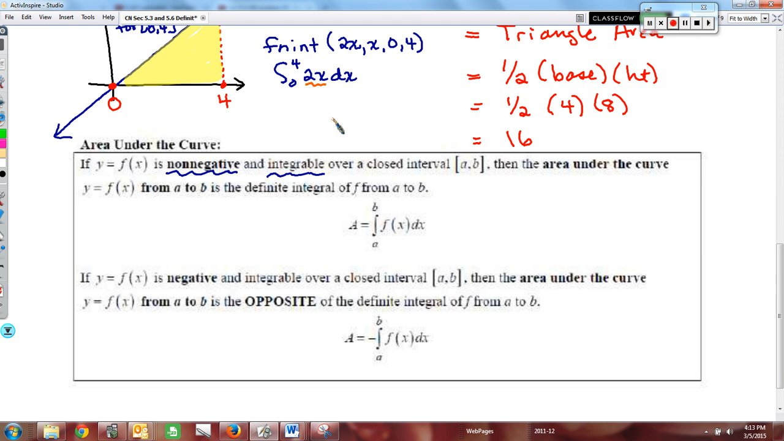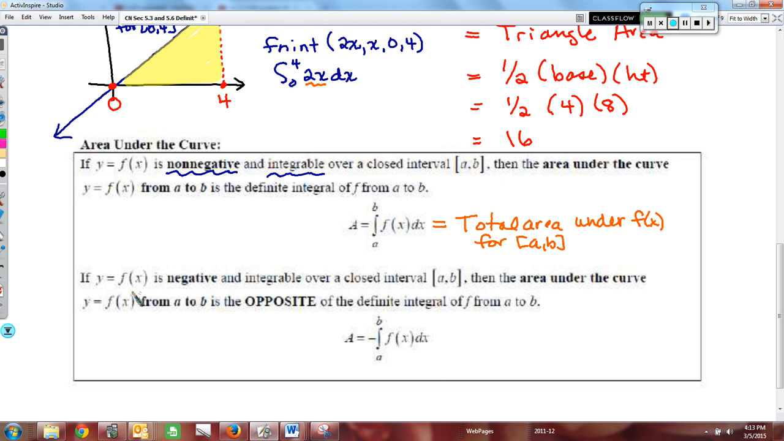Taking a look at this problem, is 2x the derivative of something? Using your knowledge in 5.1, what would 2x be the derivative of? It would be the derivative of x squared. So it is integrable. I can work backwards over this closed interval, and we know that this definite integral is going to be equal to the total area under f of x, which we mean between f of x and the x-axis, from a to b. And that will be true.